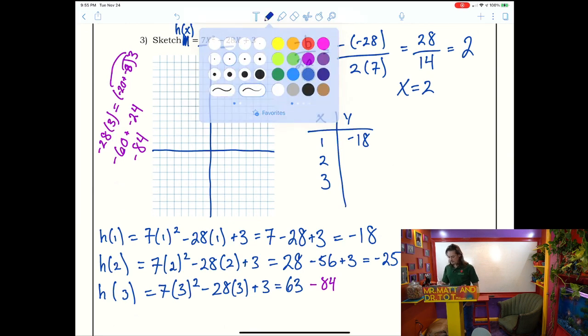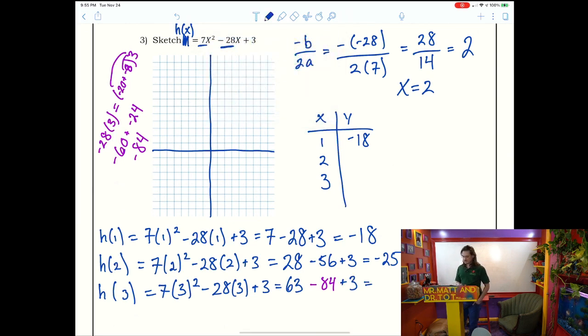And then we still have that plus 3. So let me just check this: 63 minus 84 plus 3 is going to be a negative 18. And that checks out because it is symmetrical around that axis. So at x is equal to 1, y is equal to negative 18. When x is equal to 2, y is equal to negative 25. When x is equal to 3, y is equal to negative 18.